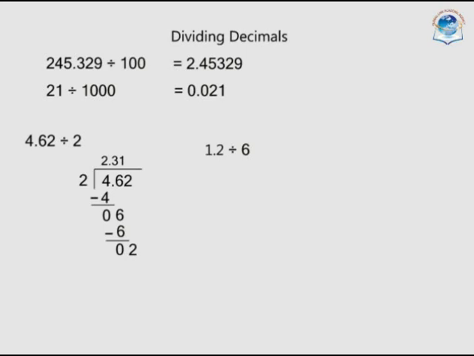1.2 divided by 6, we use the same long method. 6 cannot divide into 1, so we write 0 point. And then we take it as 12, and 6 goes into 12 two times, and the answer is 0.2.